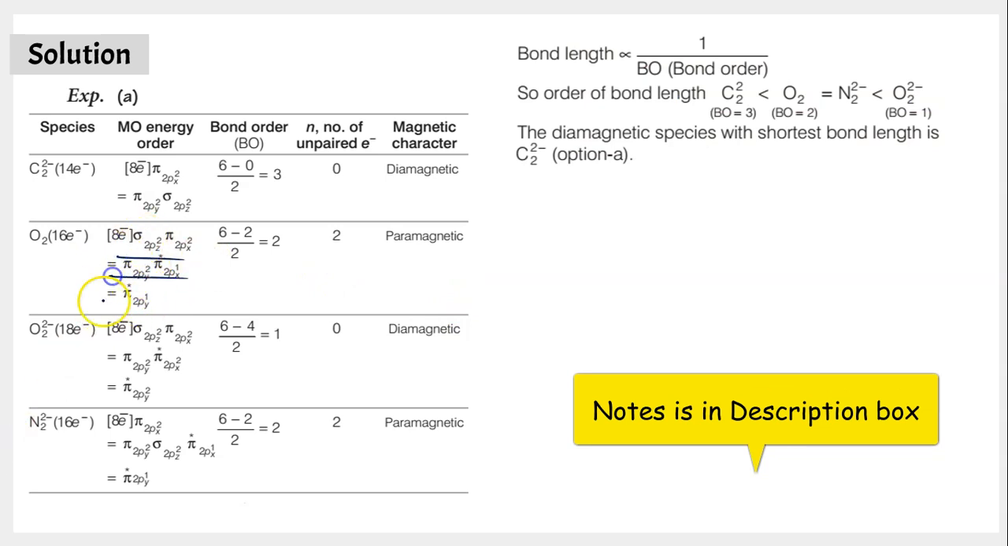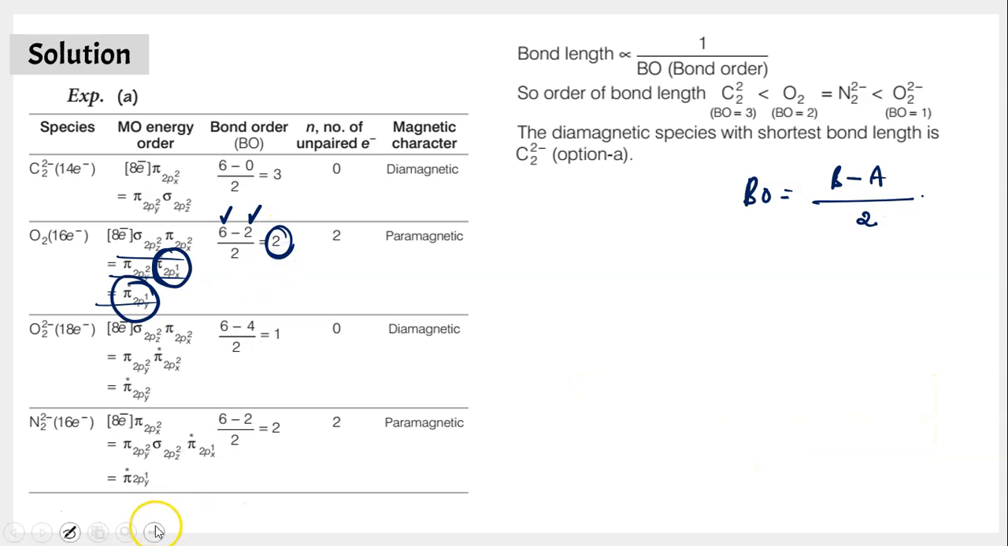And according to this particular electronic configuration, you have 6 bonding electrons and 2 anti-bonding electrons. See, here is one anti-bonding, here is one anti-bonding. And rest everything is bonding electron, right? So it is 6 minus 2 divided by 2 according to the formula of bond order, which is bonding electrons minus anti-bonding electrons divided by 2. And when I calculate bond order, it's equal to 2. And when I look at the configuration, I have 2 single electrons or 2 unpaired electrons. So this molecule is paramagnetic.